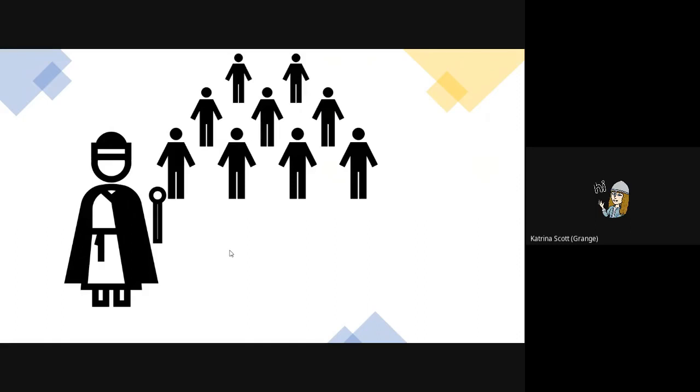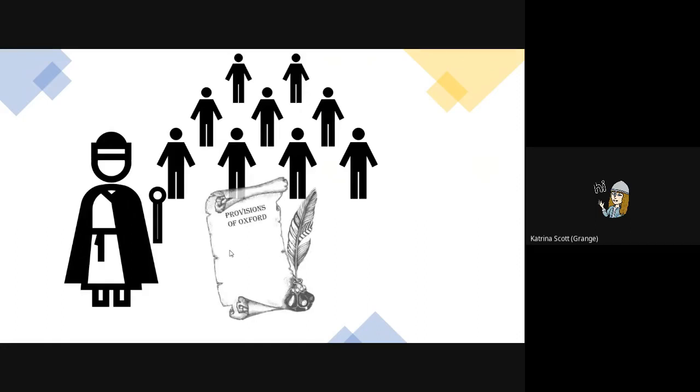And in the Provisions of Oxford, it says that a council of 15 members, so 15 barons, would meet 3 times a year to advise the king. And essentially, it's a little bit like the Magna Carta, in that the king has to do what the barons say and that he can't get away with doing whatever he wants or the barons are going to rebel. Now, Henry is forced to agree to this. This is the second time Henry is forced to agree to a document that he doesn't want to sign.